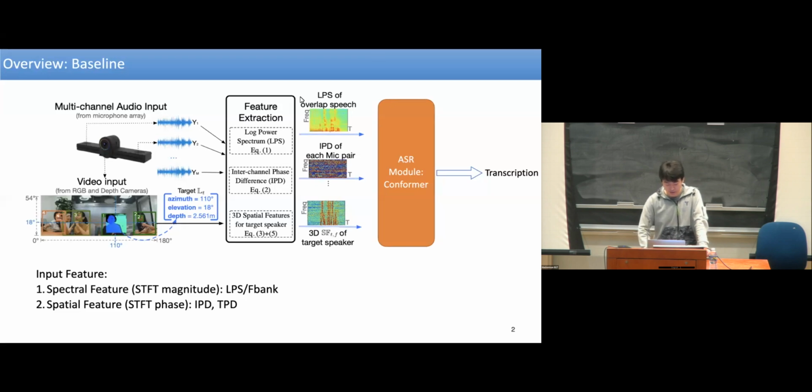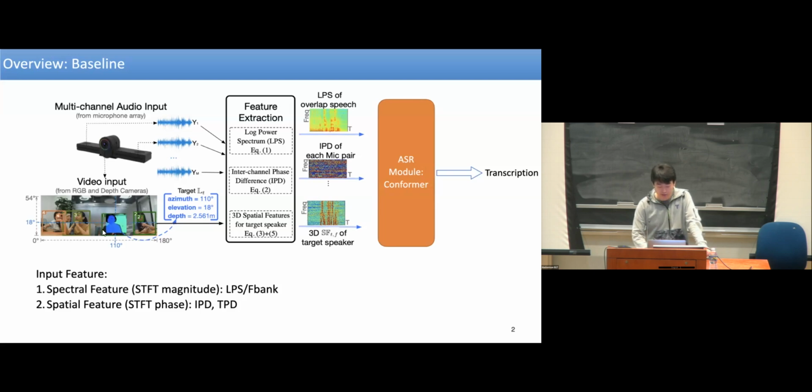Our setting is that we have a multi-channel microphone along with a depth camera at the center of this microphone, so that we get both the multi-channel audio input and the video input. On the video side, we use a vision face detection method to help us get the position of each speaker inside this picture. For example, let's use this speaker 1 as our target speaker.